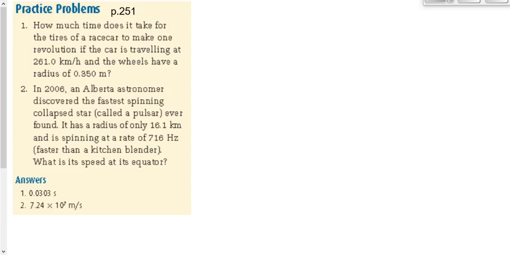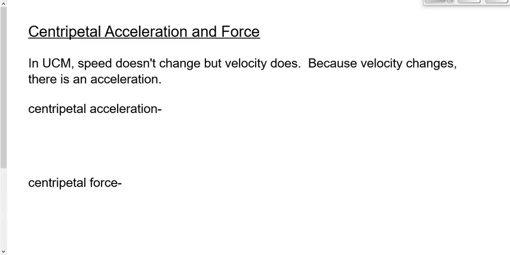We also worked on some questions that involved the speed equation. V is equal to 2 pi r over T. And sometimes when we do that, we have to find T by using one of the equations for T, then plug it into 2 pi r over T. Any issues with either of these questions on page 251? All right then.